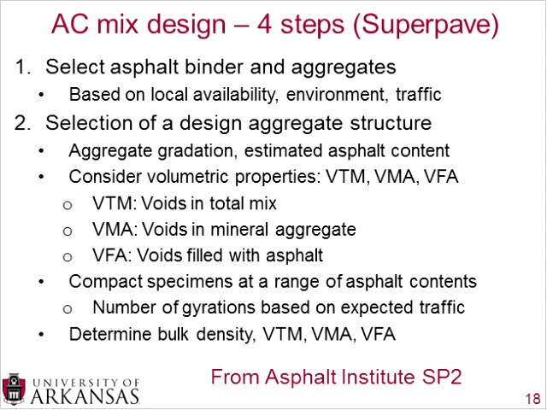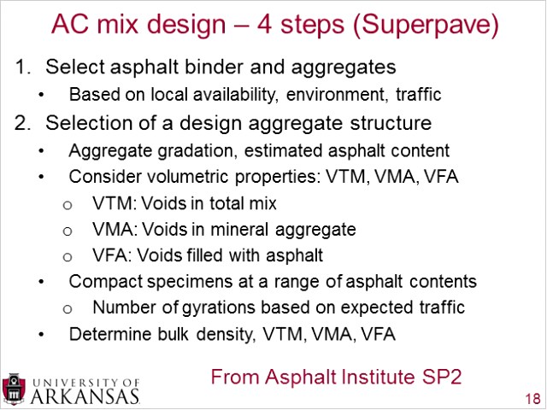So once you have your aggregates and your asphalt, and you have your estimated asphalt content, you compact multiple specimens at a range of asphalt contents. So you have your estimated asphalt content, and you often go plus 0.5%, minus 0.5%, maybe plus 1%, maybe minus 1%, and you can construct graphs, which we'll see in a couple of slides, to determine what is the voids that you want for the total mix, the mineral aggregate, and the voids filled with asphalt.